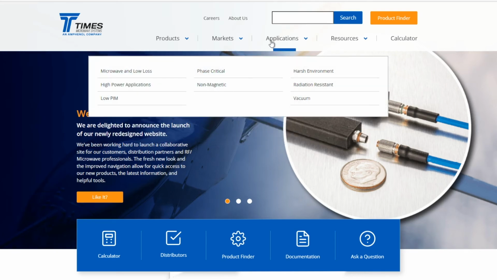The Applications tab is really the challenges that we solve. These are the most common challenges that we come across, and there are a lot of unique challenges that our engineers will work closely with our customers to help find them the solutions that they need.